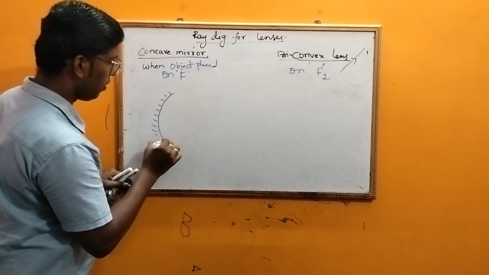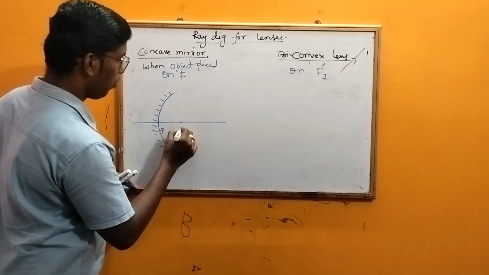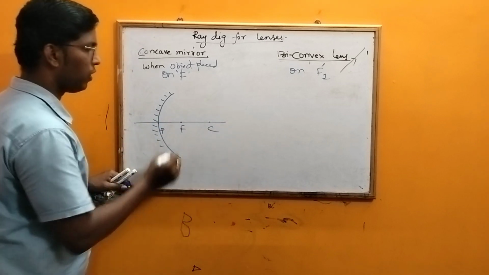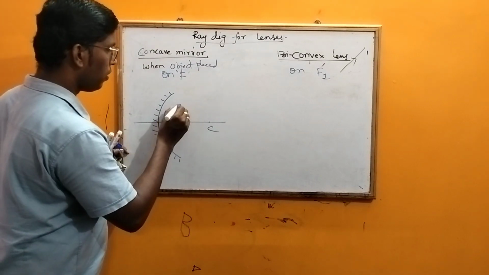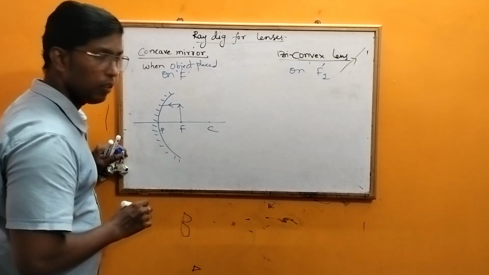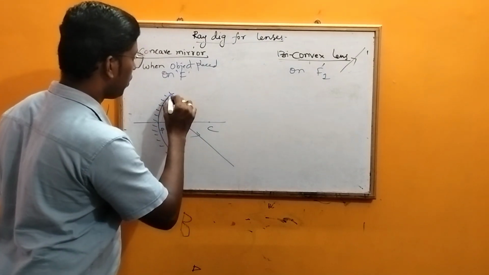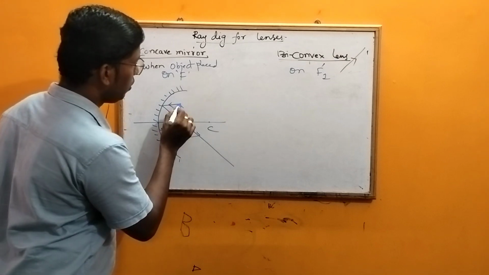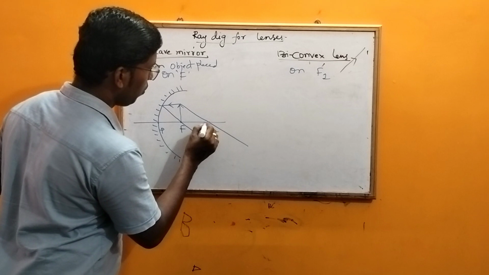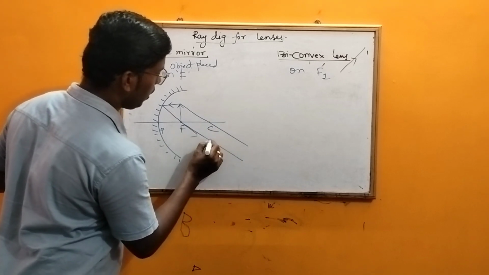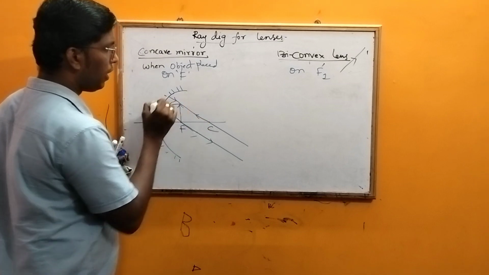Concave mirror, pole, focus point, center of curvature. If you place the object on the focus point, there are two conditions again: a ray parallel to the axis, after reflection, passes through the focus point. Another condition, take a ray through the center of curvature. If you use the scale and draw properly, you will get parallel lines. And we know that parallel lines will never meet.